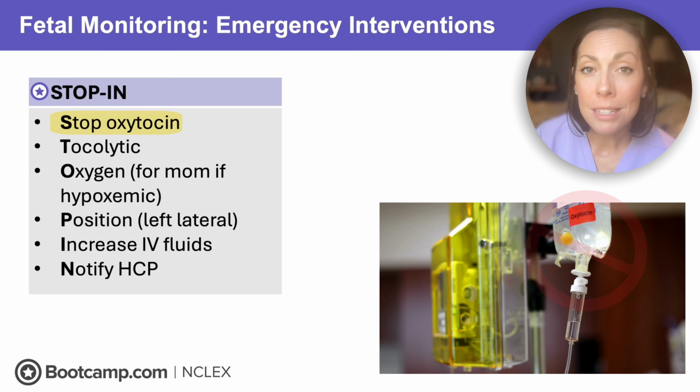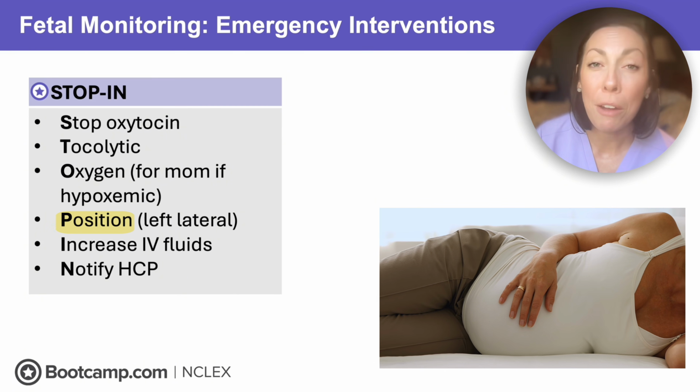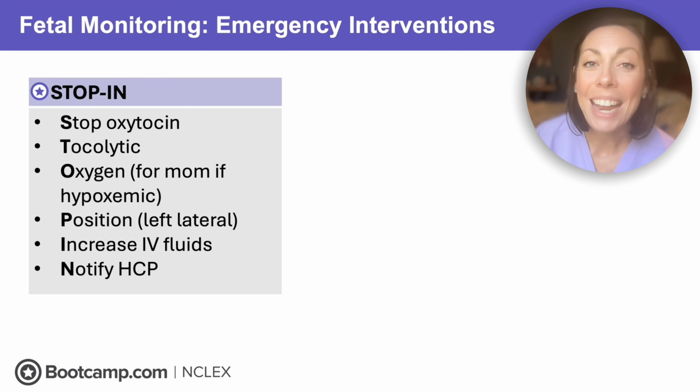So we'll stop that oxytocin or give a tocolytic to slow or stop those uterine contractions, since those could be causing the fetal distress. We'll give oxygen if that mom's hypoxemic, so we can make sure that fetus is getting enough oxygen. We'll do some repositioning, preferably left lateral for that mom, and increase IV fluids. And these are going to help increase uteroplacental perfusion. And then, of course, we'll need to notify that healthcare provider.